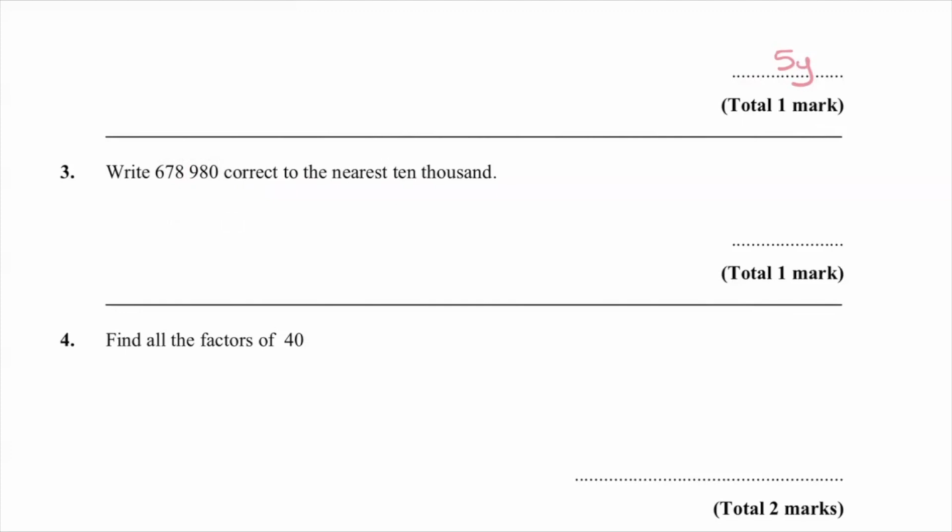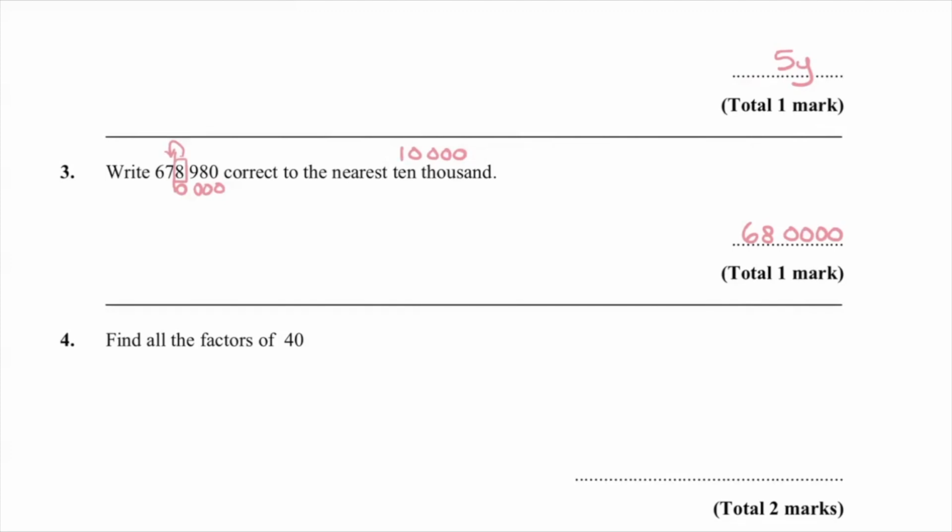Okay, so nearest 10,000. If it helps, write that down so you can actually see it. 10,000 has 4 zeros. So we're going to put those 4 zeros under this number. That tells me my cutting point, which is here. Is it 5 or more? Yes. So I'm going to add 1 to this side, giving me 68. And then add in all those zeros.